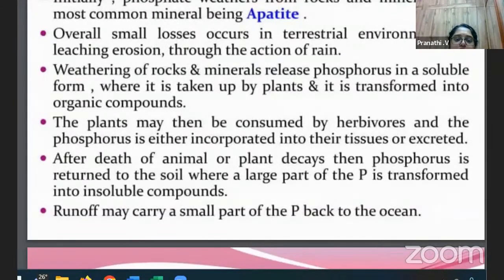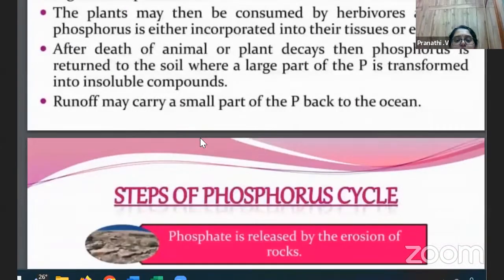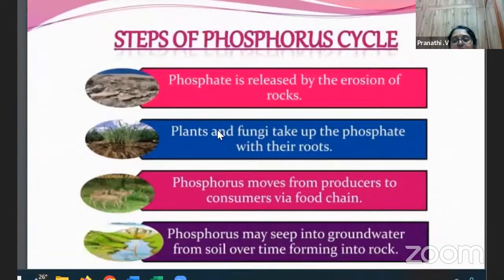And once there is the death of the animal or the particular plant, then this particular phosphorus is going to be decayed, returned back to the soil, and again converted back into insoluble compounds. And some of it might go back into the ocean. So what are the different kinds of steps that are present in the phosphorus cycle?